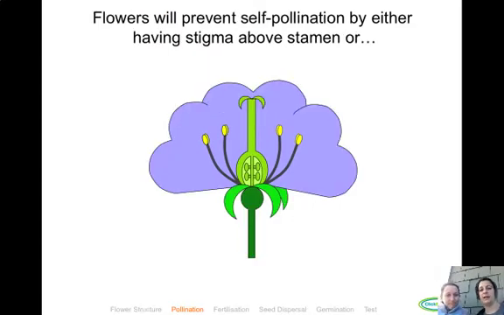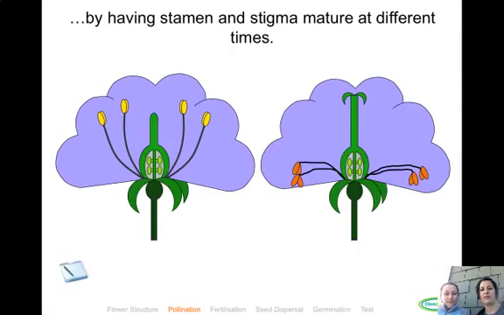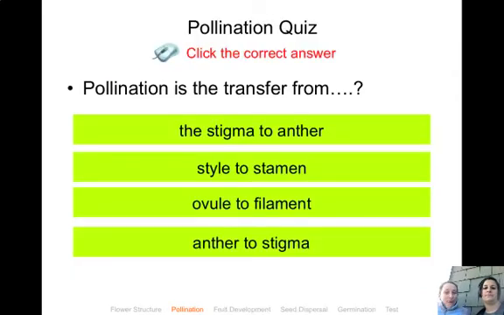Flowers will prevent self-pollination by either having the stigma above the stamen or having the stamen and stigma mature at different times. All right, little pollination quiz. Pollination is the transfer from the anther to the stigma.